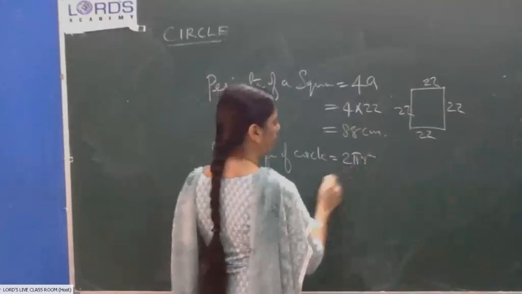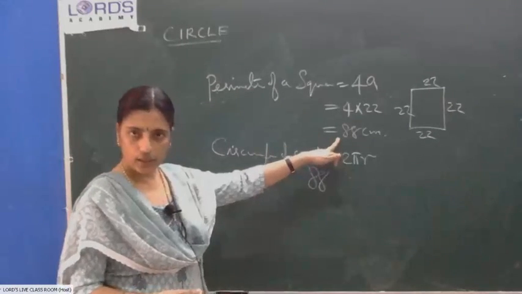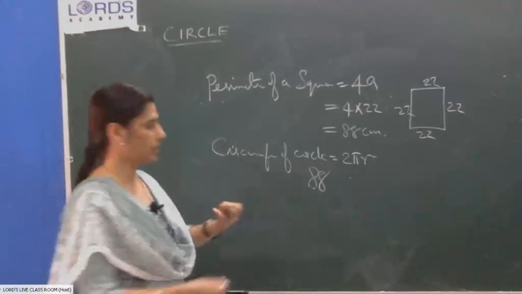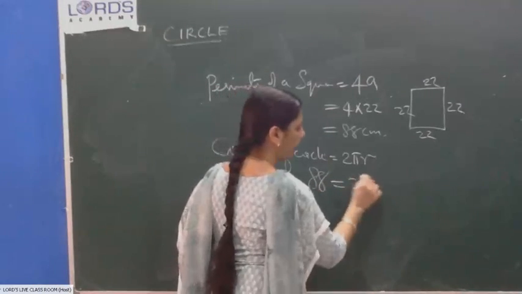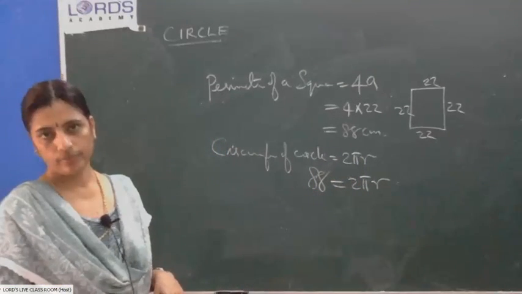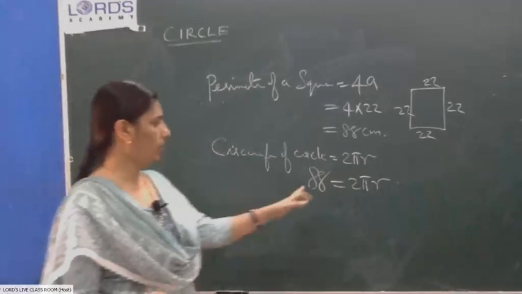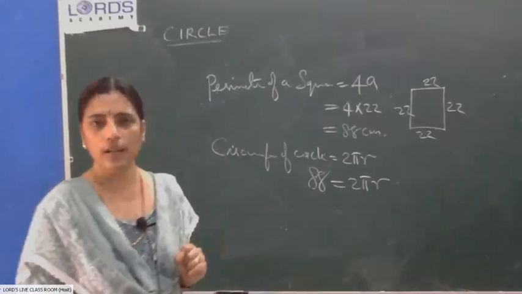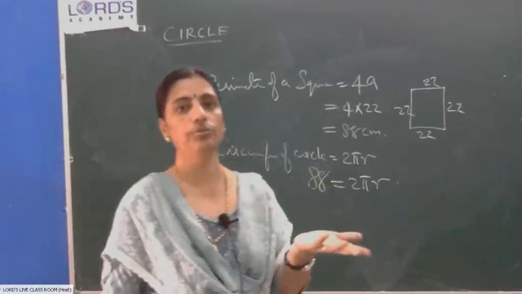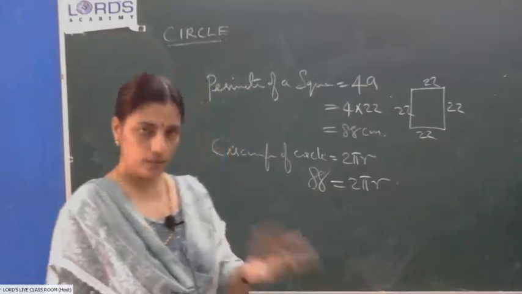That 2 pi r equal to this 88 you take. That's what they told. What you are getting as the perimeter of the square will be same as the circumference of the circle. So 88 equal to 2 pi r. That idea you have to read and get it. Find the area of the circle. From 88 equal to 2 pi r you have to get the value of r. After getting r, you have to find the area of the circle using the formula pi r square. Clear? You do?